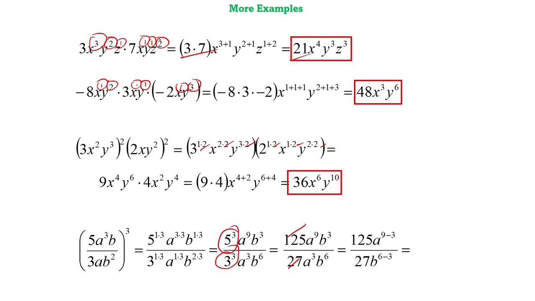And then po, subtract natin. Kay a po, as you notice, numerator is greater than the denominator. So, magsusubtract tayo sa numerator. Kasi mas mataas po yung exponent niya. Si b naman, mas mataas po yung exponent ni denominator. So, magsusubtract po tayo ng exponent sa denominator. So, ang magiging final answer po natin ay 125, a raised to 9 minus 3 is 6 over 27. B raised to 6 minus 3 is 3.